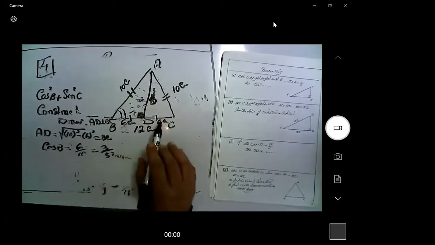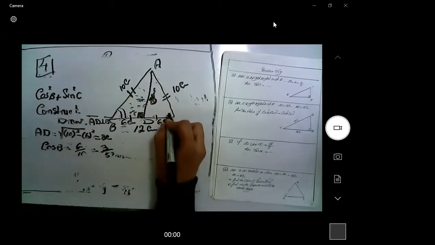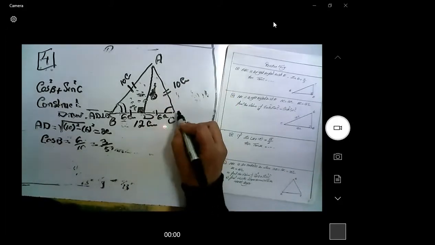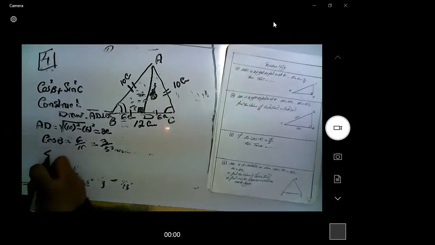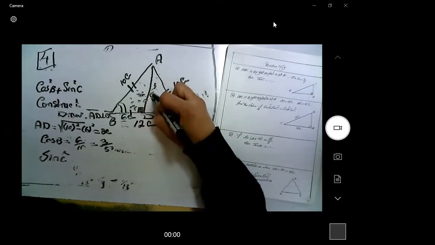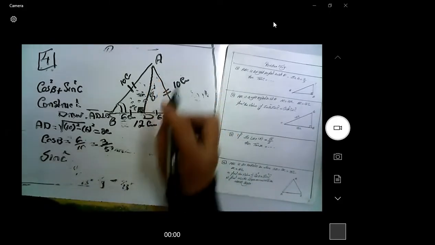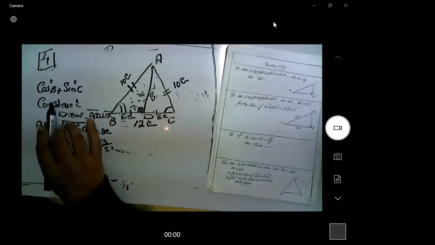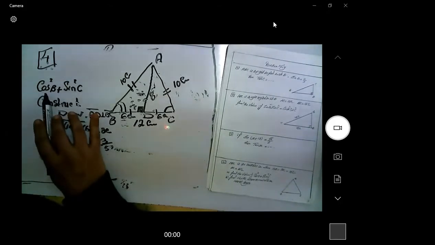Then sine square C. Now we will get sine angle C. We will get sine angle C in triangle ACD. Sine angle C equals opposite 8 over hypotenuse 10, 8 over 10. The question is to get the value of cosine square B plus sine square C.